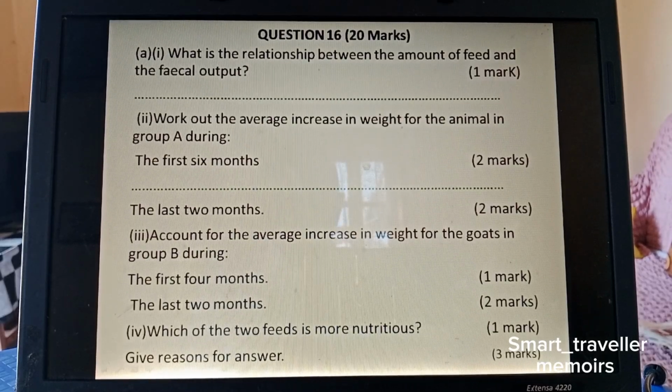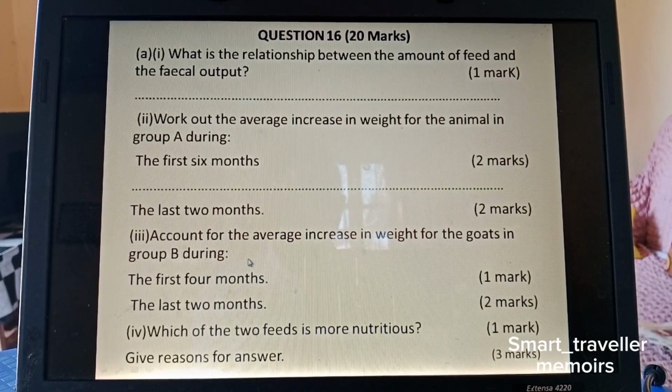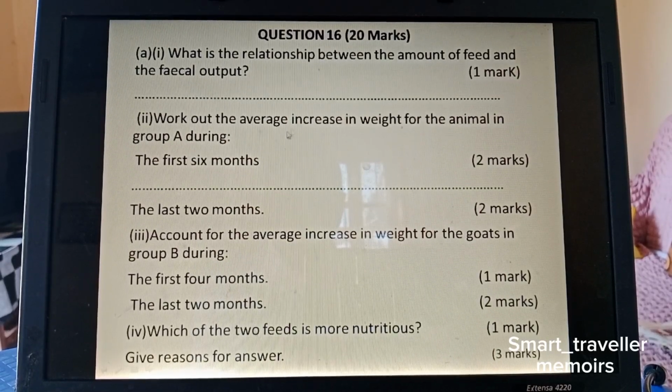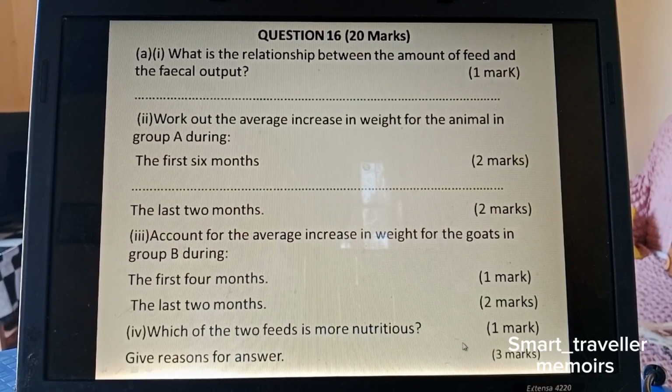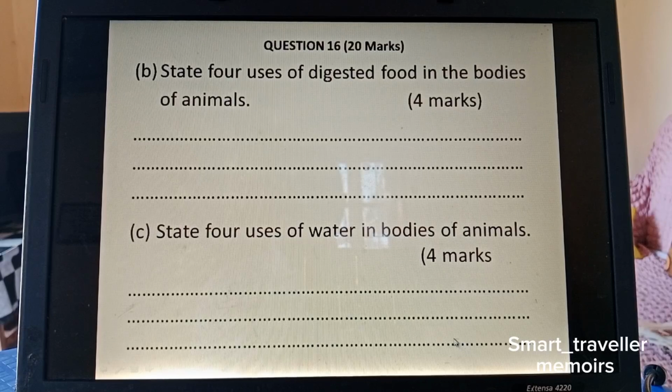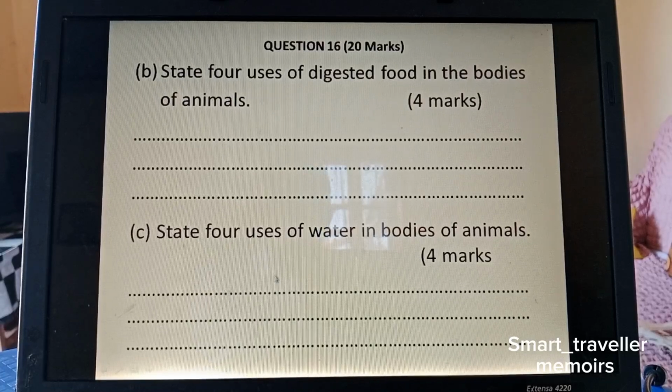So guys, there was an error here. Account for the average increase in weight for the goats in group B. And the first one is group A. Guys, there was an error there when I was typing. State 4 uses of digested food in the bodies of animals. And C, state 4 uses of water in the bodies of animals.